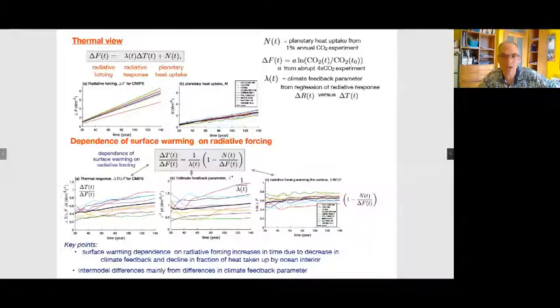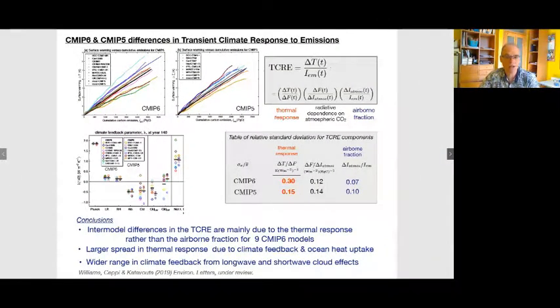So to move to my last slide, the top panels here show 9 CMIP6 models and then 7 CMIP5 models. And actually, for these subsets, the black and the grey lines are the appropriate running means for CMIP6 and CMIP5. They're somewhat similar, but what's more striking is the spread is greater for CMIP6 than CMIP5. Now, if you use this identity for the TCRE, you can untangle the reasons why there are these differences.